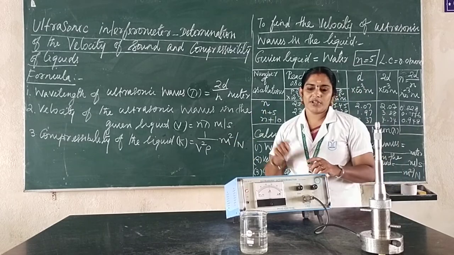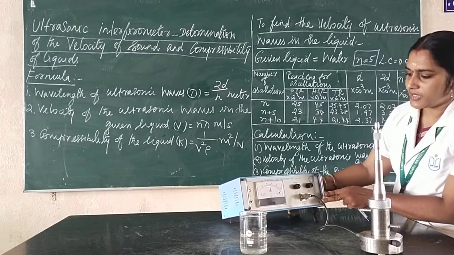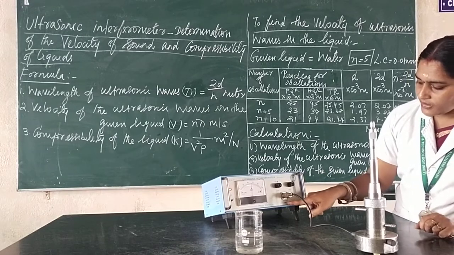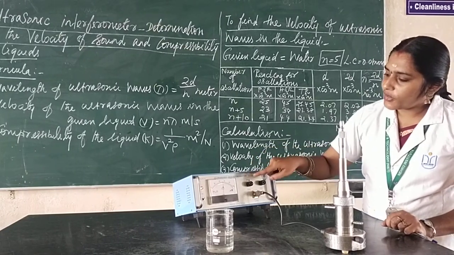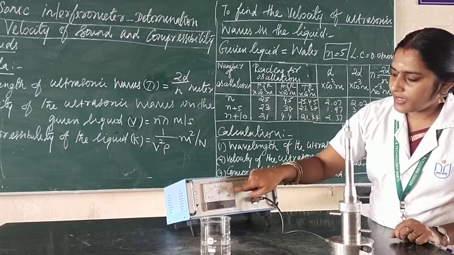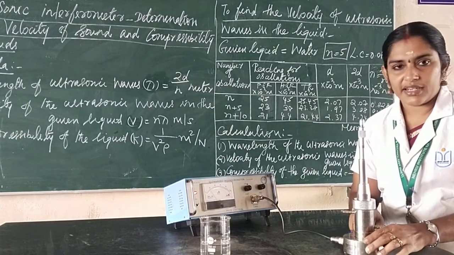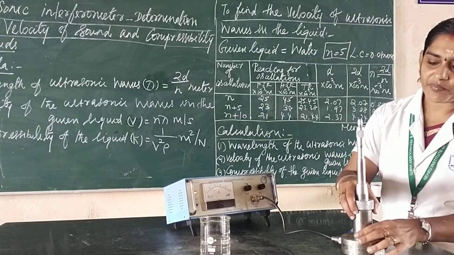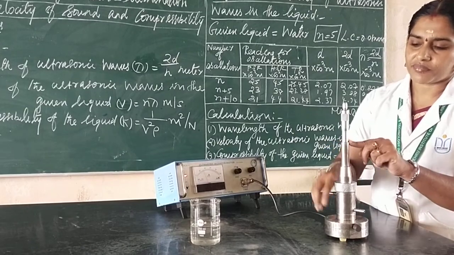Now we are going to explain the experimental procedure. This equipment is the ultrasonic interferometer, having a frequency of 2 MHz. Here we have gain and adjustment of wave. We have to keep the current at 40 to 60 on the deflection. This is a generator, and this is a measuring cell. Above it you have to fix the micrometer. It is like a screw gauge.